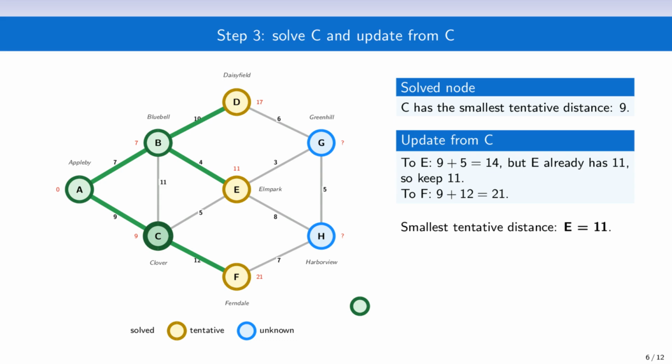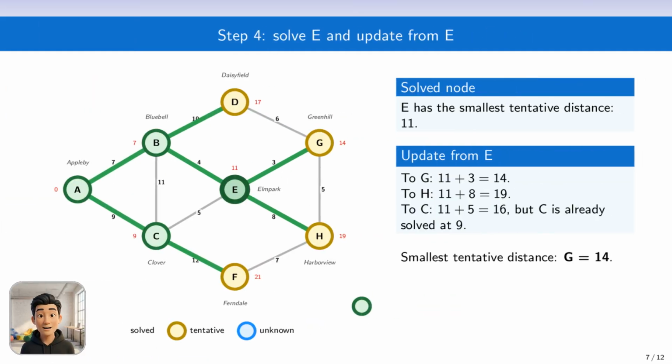We check its neighbor F and update its distance to 21. The distance to E remains unchanged. In step 4, we solve town E. We update its neighbors G and H. G now has a tentative distance of 14 and H has 19.